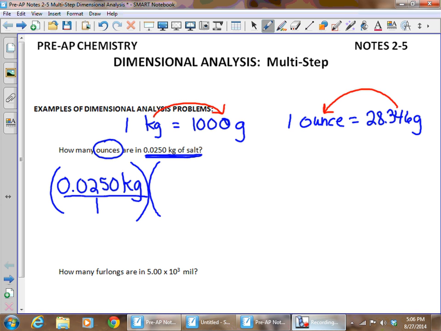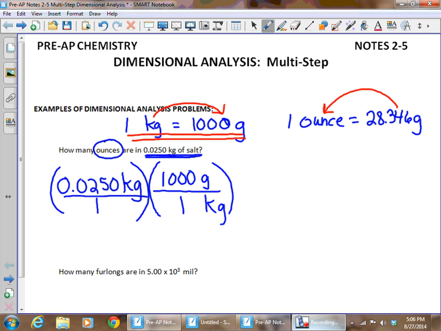So we may not know anything about our next conversion factor, but we do know one thing. In order for our units to cancel or reduce to 1, we're going to need to have kilograms on the bottom. So if that's true, we look up here for our conversion factor, and the one that has kilograms in it is this one. And since we want kilograms on bottom, the 1 kilogram is going to go on bottom. The 1,000 grams is going to go on top.